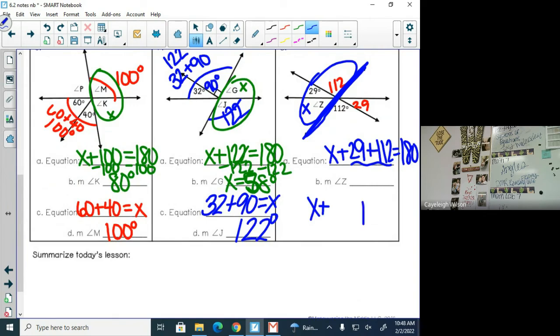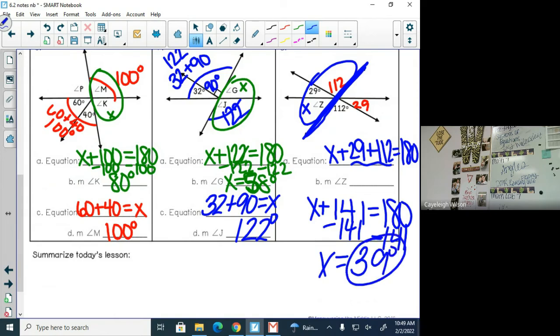So that'll be x plus 29 plus 112. What is 29 plus 112? 141. So x plus 141 equals 180. Subtract the 141, and I find that that missing angle is 39.